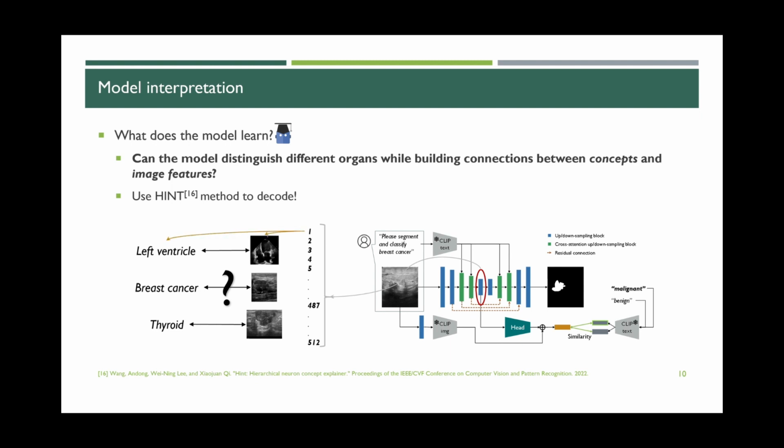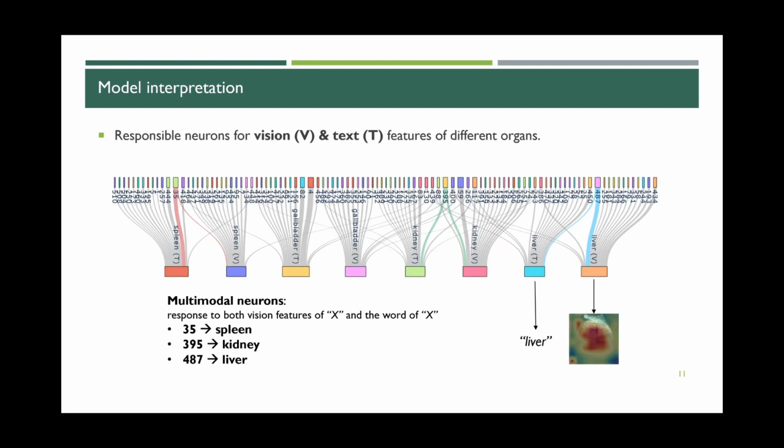For example, which neurons are responsible for the concept of left ventricle, and which neurons are responsible for the ultrasound image of left ventricle. The results show that there do exist responsible neurons for both vision and text features of different organs.